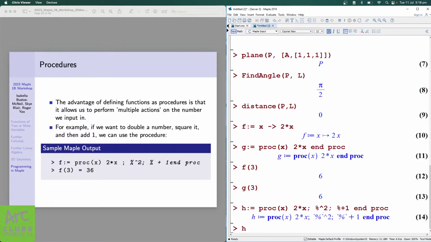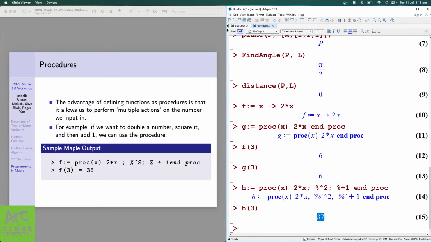So let's try h of 3. It's 37, which if we double check it, let's start off with 3, we double it, we get 6, square it, we get 36, and add 1, we get 37. So this is right.